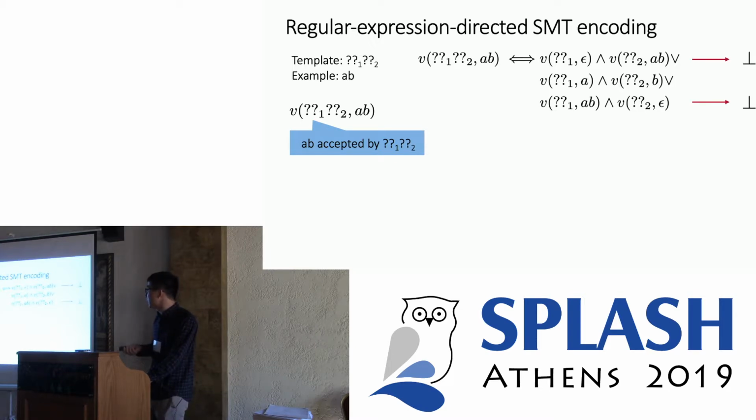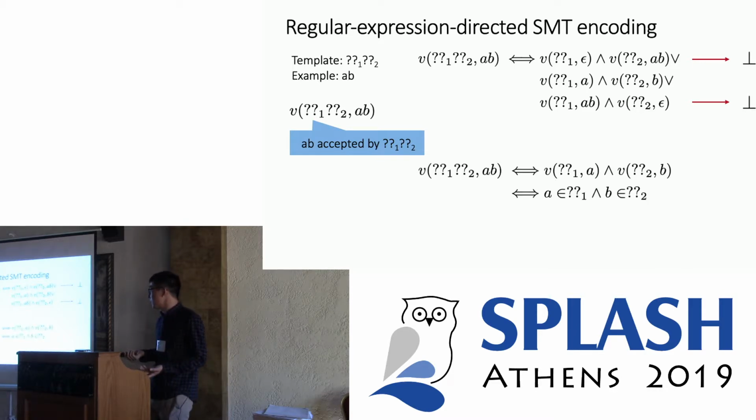And we could easily find that the first subformula and the third subformula evaluate to false, because a hole could only accept a single character instead of the string AB. So the constraint is equivalent to the second subformula and eventually boils down to A is accepted by hole 1 and B is accepted by hole 2.